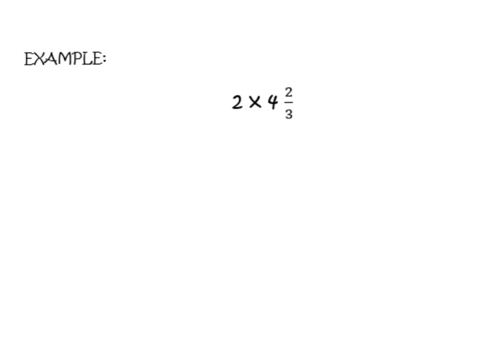Let's look at the example. We have 2 times 4 and 2/3. Our first step is to multiply the whole numbers. 2 times 4 equals 8. Then we need to multiply the whole number and the fraction. 2 times 2/3 equals 4/3.